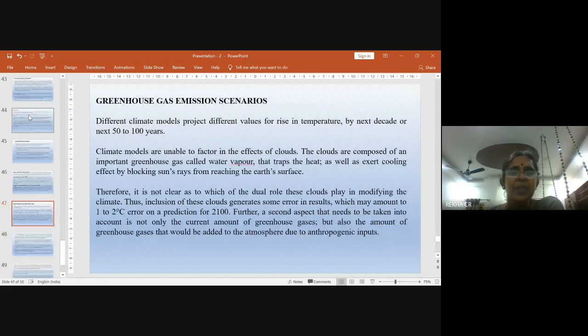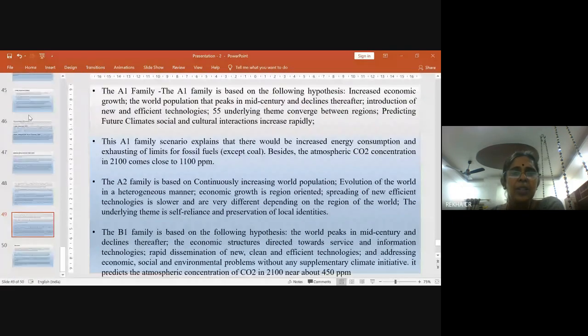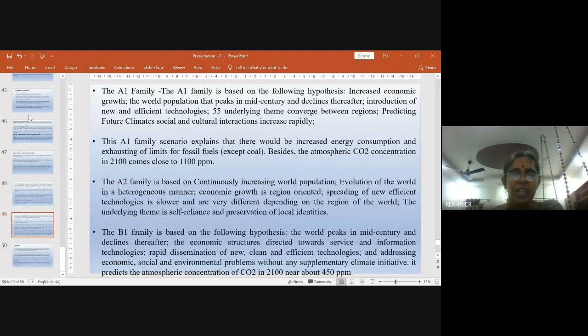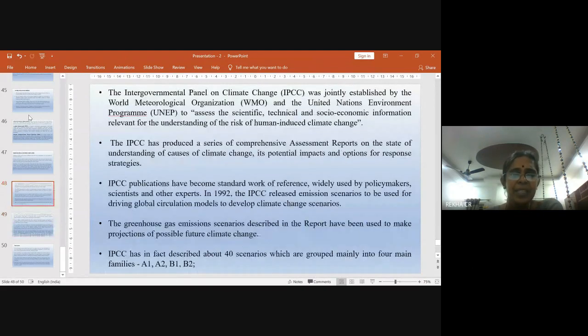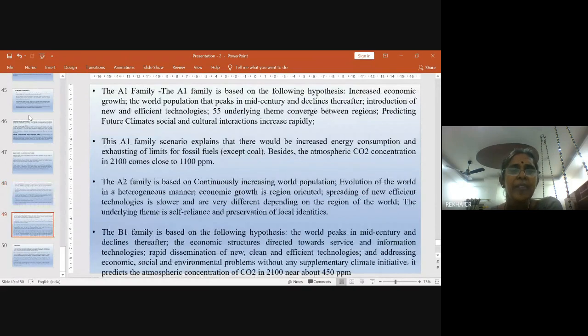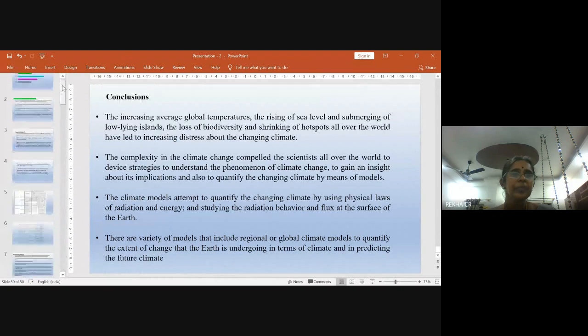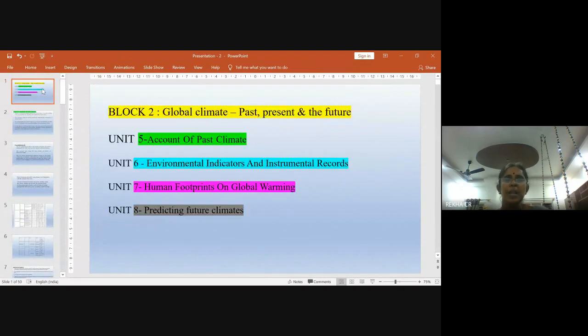The greenhouse gas emission scenarios: according to the Intergovernmental Panel on Climate Change, together with the United Nations Environment Programme, they assess the scientific, technical, and socio-economic information relevant for the understanding of the risk of human-induced climate change. The IPCC describes 40 scenarios, which are grouped mainly into four main families. So this is about this block, the global climate, past, present, and the future.